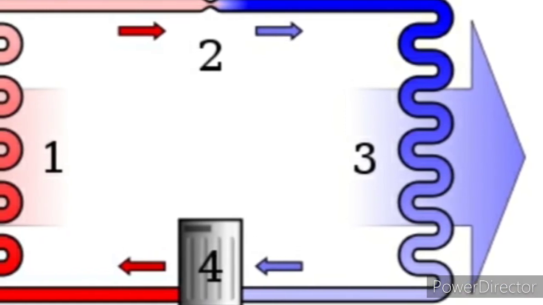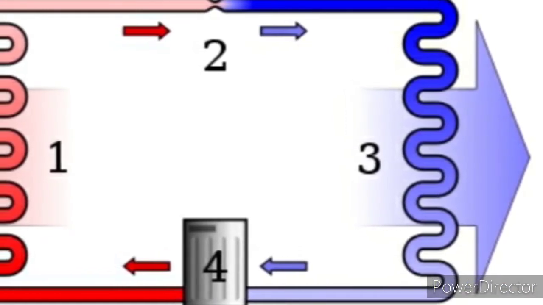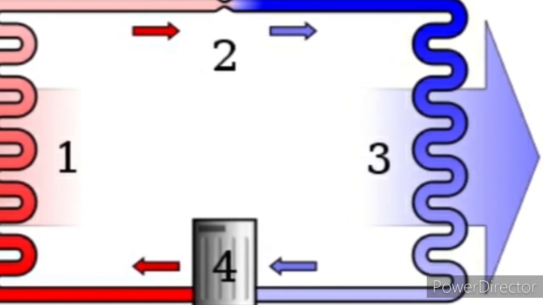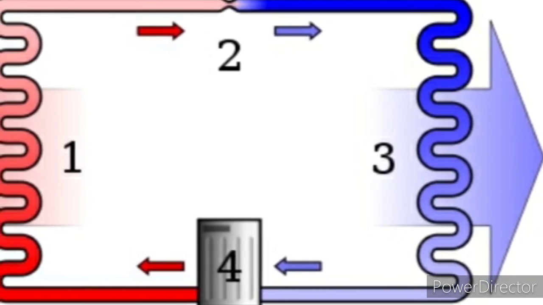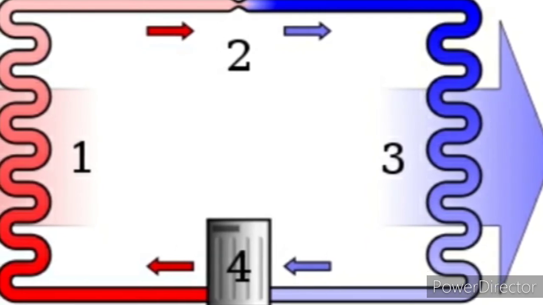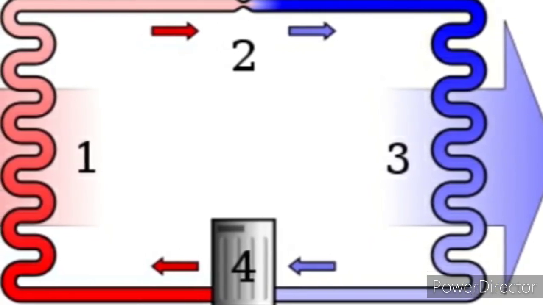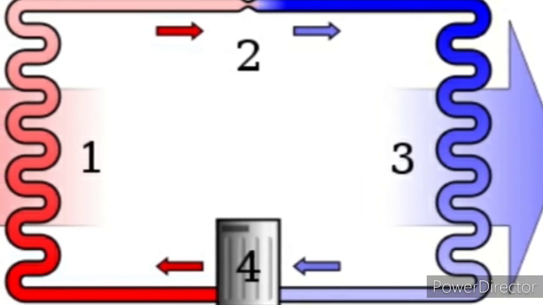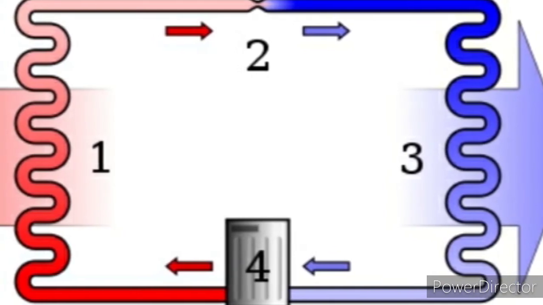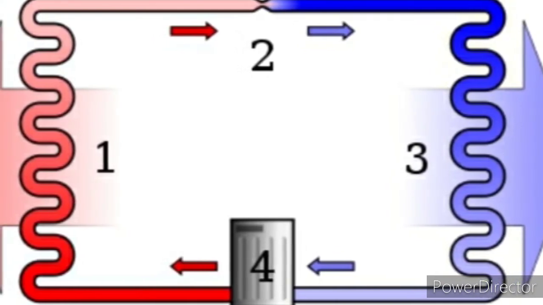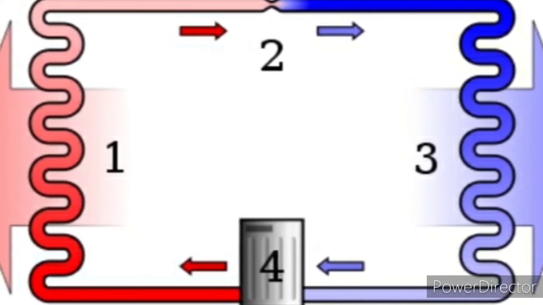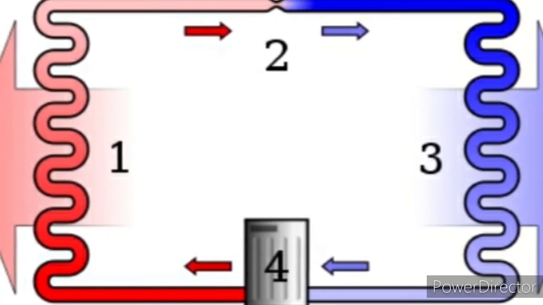A simple stylized diagram of the refrigeration cycle. Number 1, condensing coil. Number 2, expansion valve. Number 3, evaporator coil. And number 4, compressor. An air source heat pump shares many components with an air conditioning system. The coefficient of performance of an air conditioner is a ratio of useful heating or cooling provided to work required.